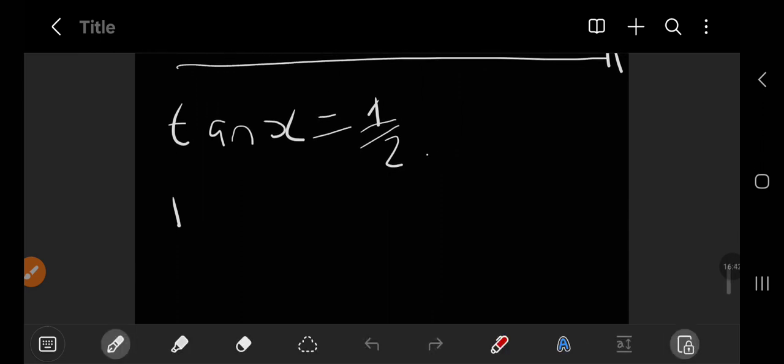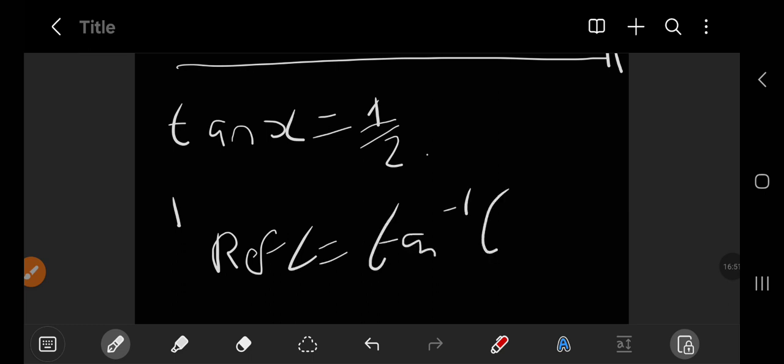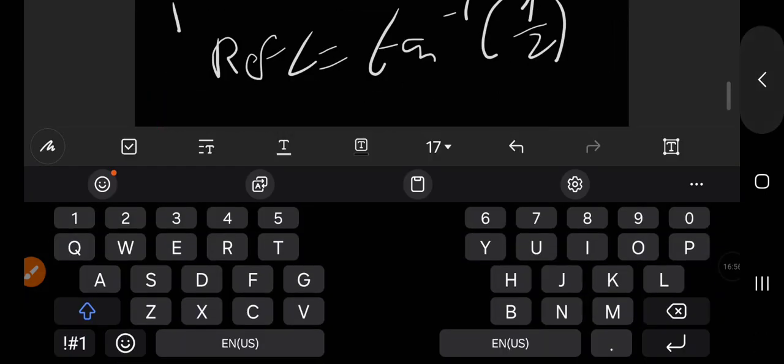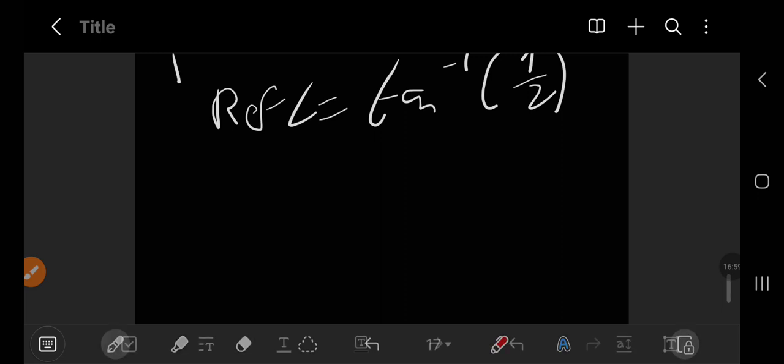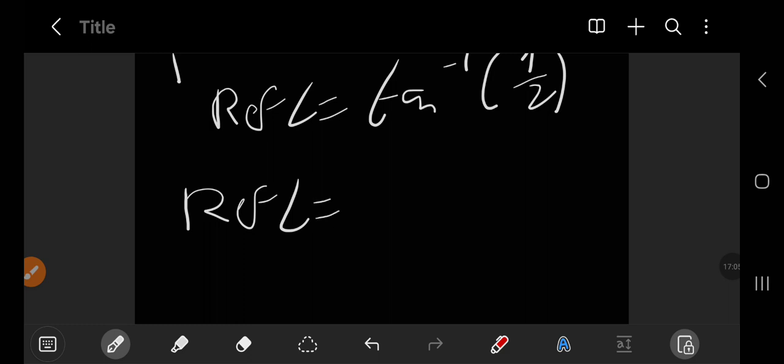So the reference angle is equal to tan arc 1/2, which is 26.57 degrees.